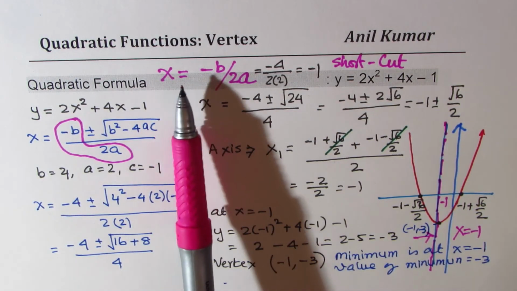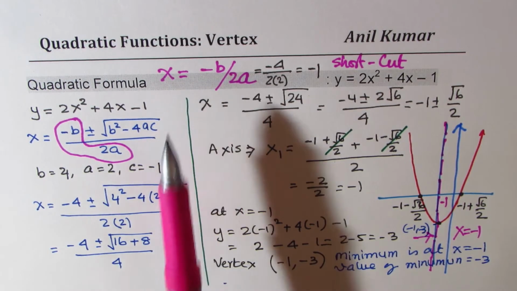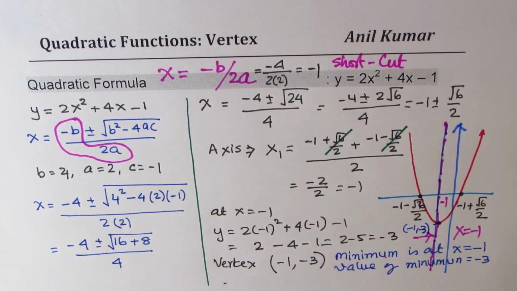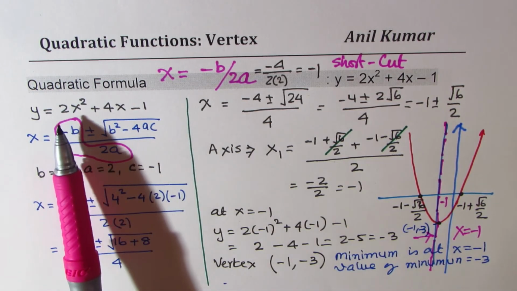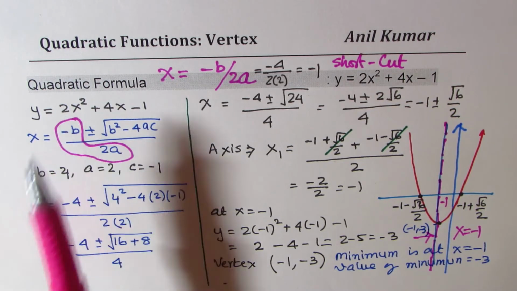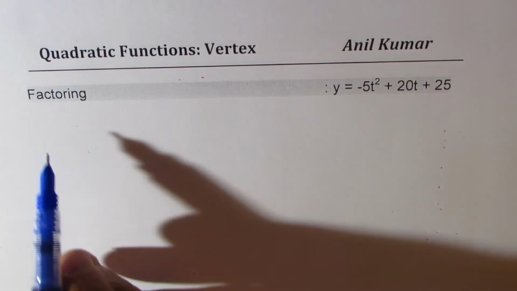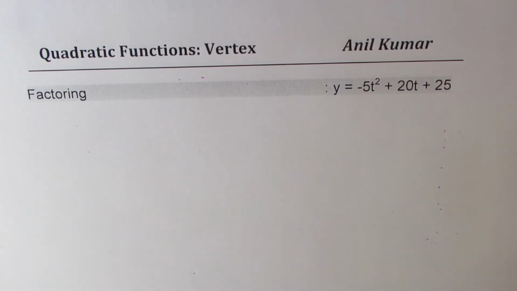You could straight away apply this formula, x equals minus b by 2a, to get the x value of the axis and substitute the value to get the y value, which, if the leading coefficient is positive, leads to an absolute minimum. Perfect. Now let's see the other method. Now we are going to apply the method of factoring to find the vertex.